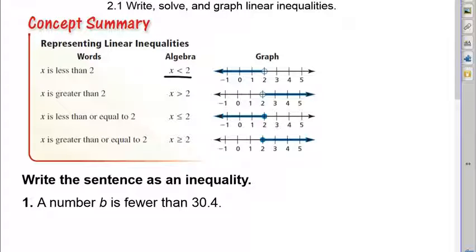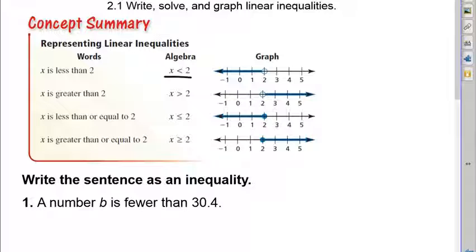Our other two, less than or equal to and greater than or equal to: in this case, it can equal that boundary number. So on the graph, we represent that by a solid dot at 2. For x is less than or equal to, we shade to the left. For greater than or equal to, we use a solid dot and shade to the right.